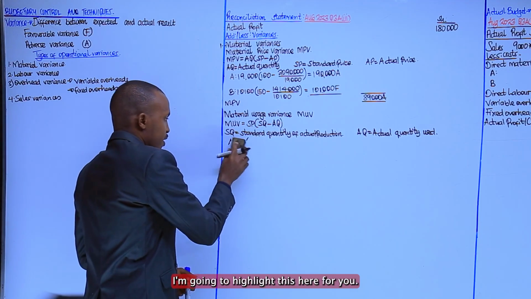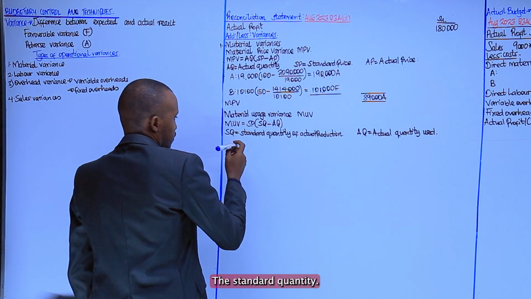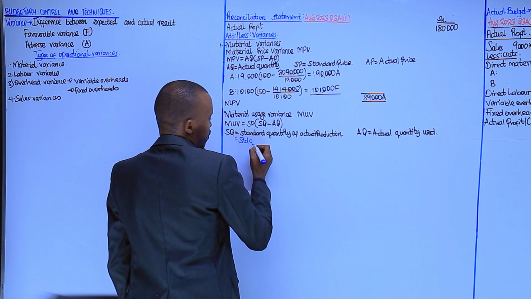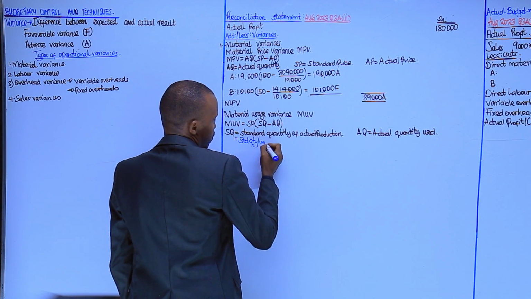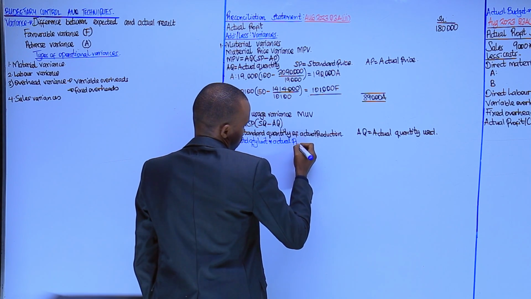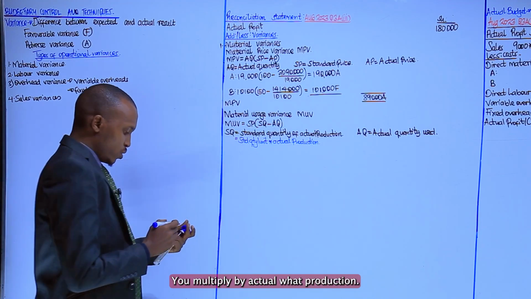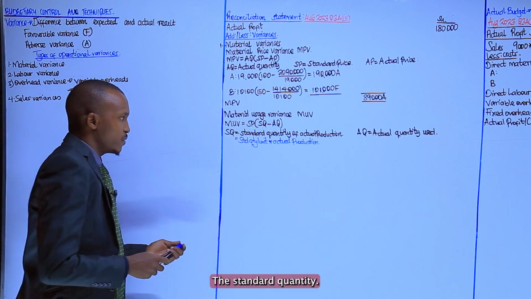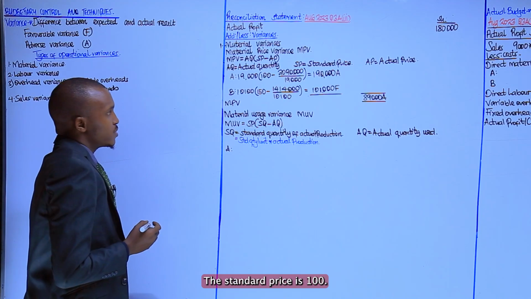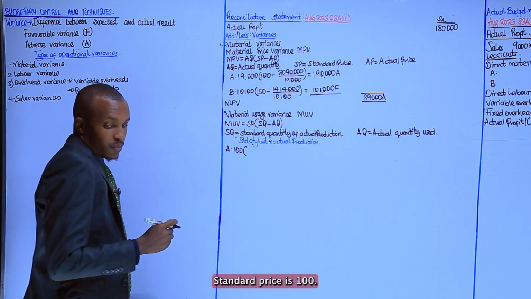Let me highlight this here for you. The standard quantity is given by standard quantity per unit, you multiply by actual production. Right, so we can start with material A. Your standard price is 100.